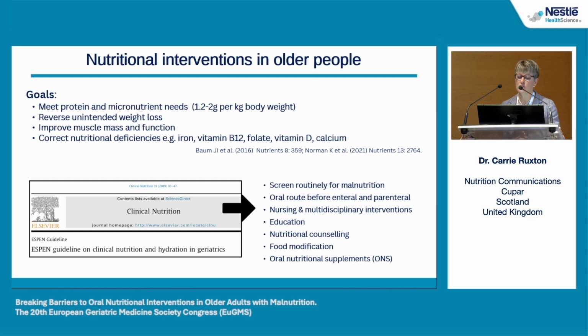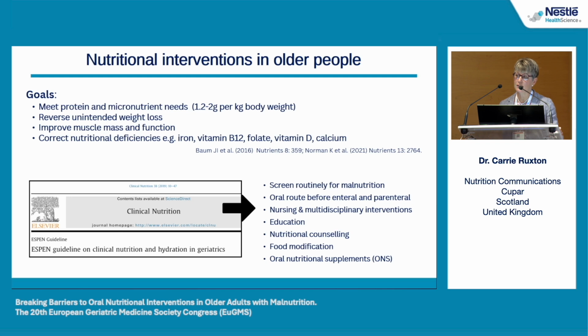So turning now to nutritional interventions in older people, the goals here are to meet their needs, particularly their protein and micronutrient needs. I mentioned protein requirements were slightly higher in older people, and here we're looking at around 1.2 to 2 grams per kilogram body weight to try and maintain that muscle mass. The protein has to work a lot harder in older people because they're less physically active. If we can combine this with resistance training, even chair-based resistance training, that can help the protein get into the muscles and do its job.